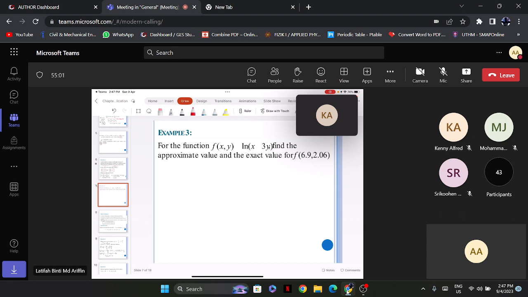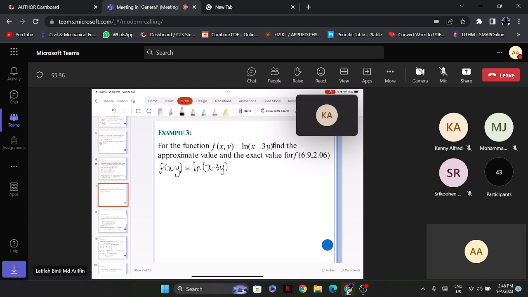For the function f(x,y) equals ln(x minus 3y). Okay, I'll write it again. Given the function f(x,y) equals ln(x minus 3y). Find the approximate value and also the exact value for f(6.9, 2.06).